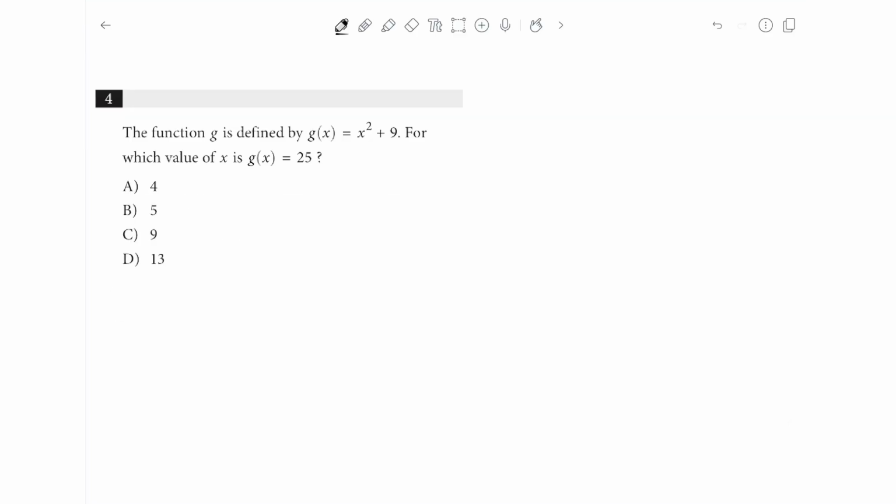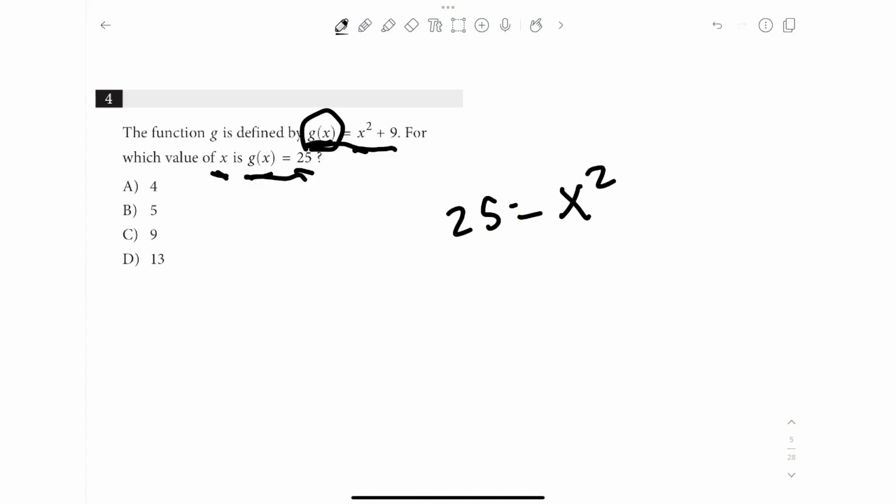Question number 4 says that g is defined by g of x equals x squared plus 9. And we need to find what x is when g of x is equal to 25. So all we need to do is we have to see that g of x here is the same thing as g of x here. We can just plug in 25 for g of x up here. And then when we solve for x, we'll get what we're looking for. So 25 is equal to x squared plus 9.